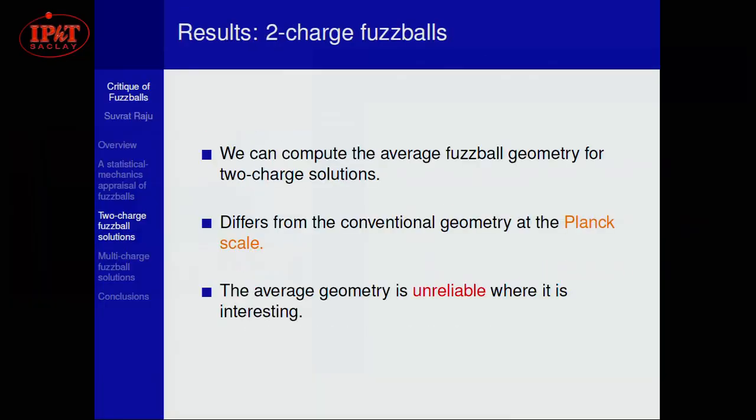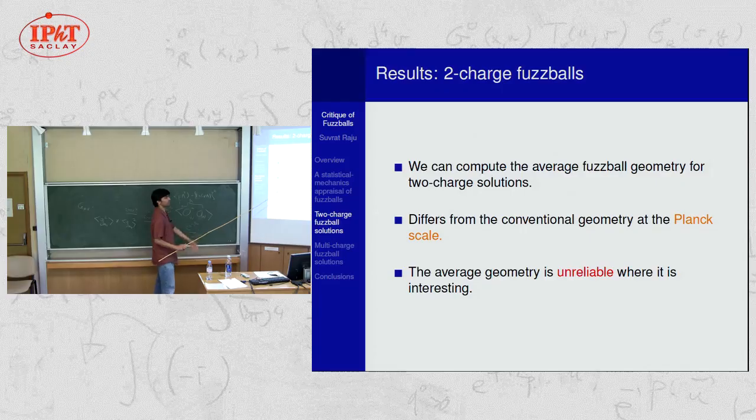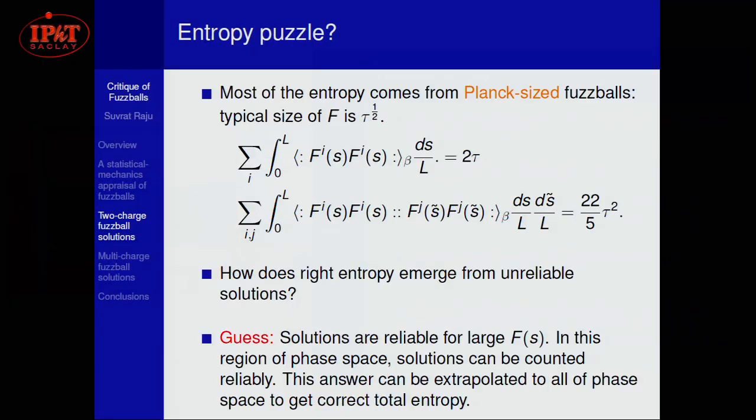Okay, so this is what I wanted to say, which I just said: we can compute the average quantum corrected fuzzball geometry. This differs from the conventional geometry at the Planck scale, and at the point where it's interesting, it's unreliable. And as we discussed, maybe it's possible to switch to another description which is reliable, but these solutions have this problem. Now, there's a question about why the right entropy emerges from these unreliable solutions.